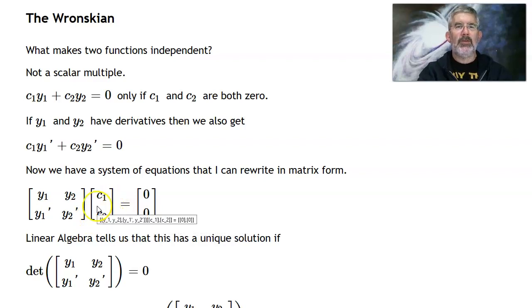So this matrix equation is equivalent to that system of two equations. In linear algebra, we know that this has a unique solution if the determinant of this coefficient matrix is not 0. If the determinant is 0, then there's more than one solution here. I mean, I know c1 and c2 equaling 0 would be a solution. It's just, is there any other? Is there more than one solution? So determinant equaling 0 would say, yeah, there's going to be more than one solution. Determinant equaling something other than 0 says, no, there's only one solution, which means that those functions were independent.